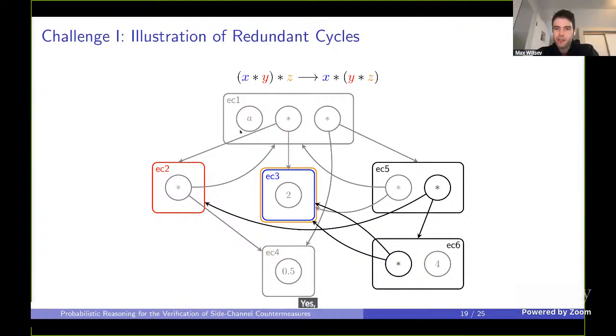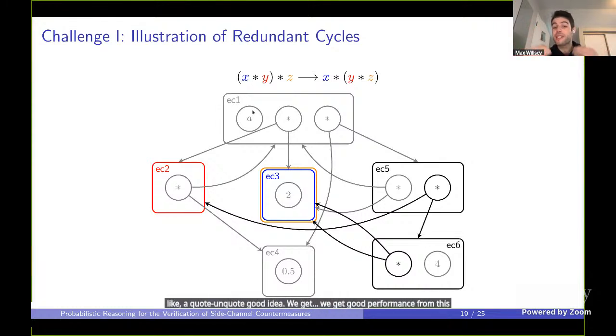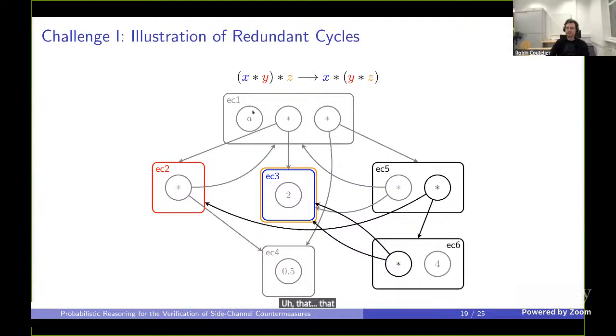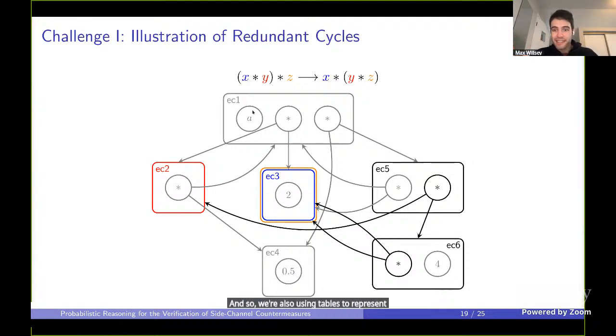Yes, and just to put a fine point on this, I think the confusing part is that we're using tables to represent terms, and we get good performance from this. I also copied this idea in my solver. So great. But we have the mechanism for tables, and so we're also using tables to represent other things, right? Now the mechanism is very similar. It's all tables under the hood.